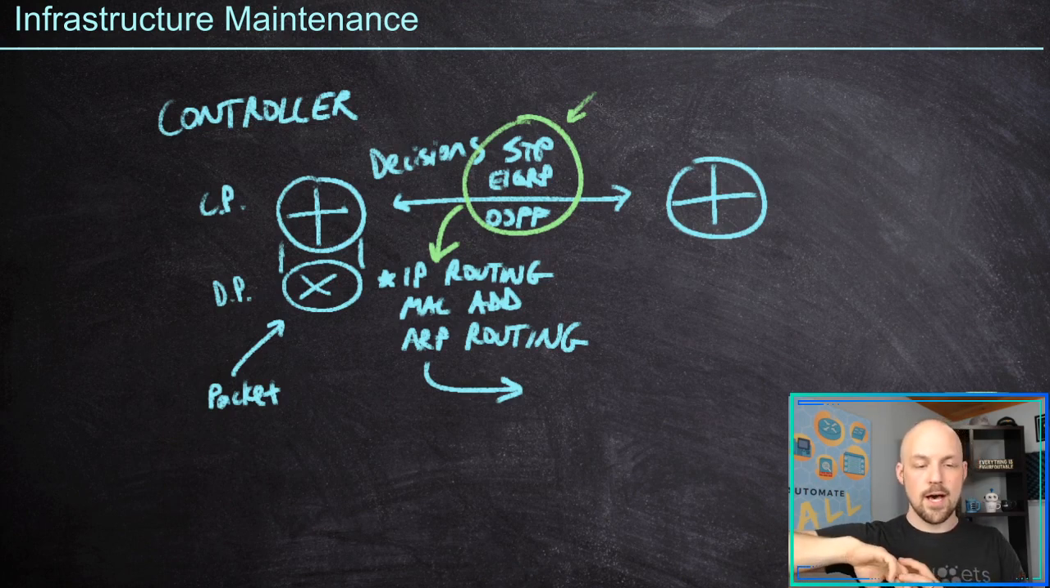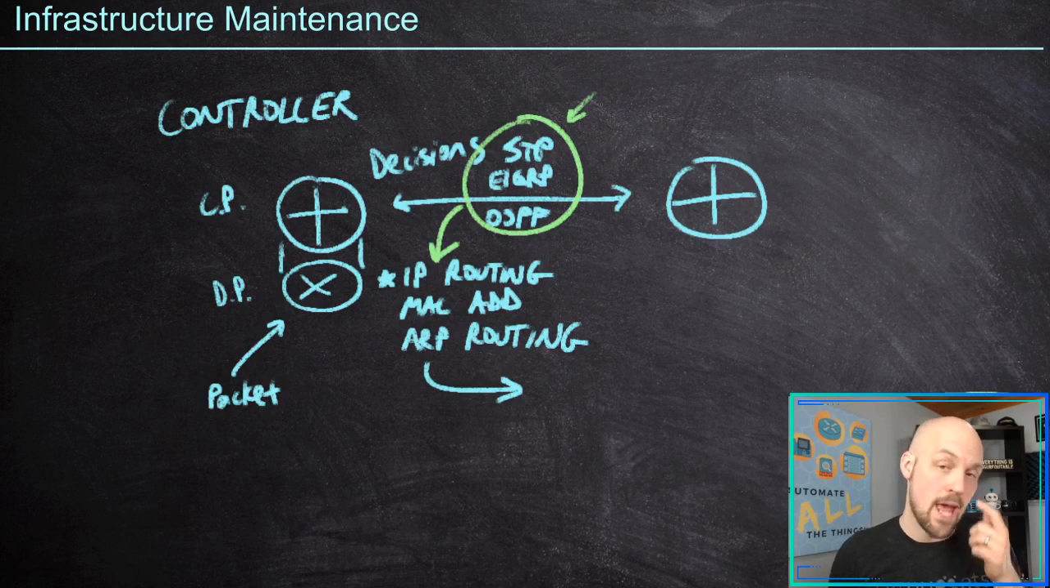Therefore, the data plane already has everything that it's going to get. So if I don't have a route somewhere, I'm just going to drop the packet. I don't have to go ask anybody anything, all right? So the control plane feeds the data plane.